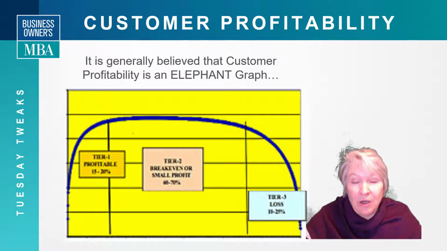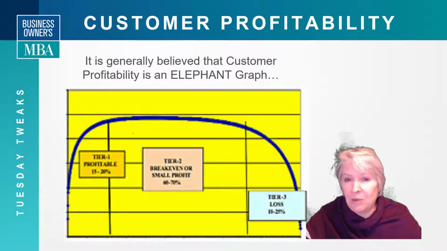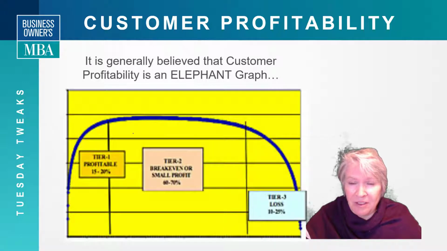But what I do know is that only 15 to 20% of your customers are profitable. And the big part in the middle of the elephant, 60 to 70% are break even or barely profitable. And that leaves 15 to 25%, the back end of the elephant, where you are losing money. 20 to 25% of your clients are costing you money.